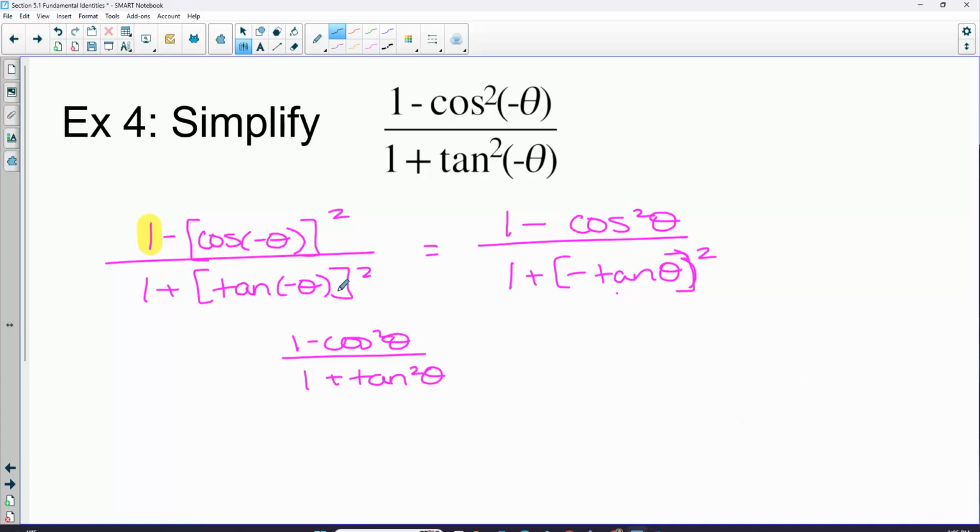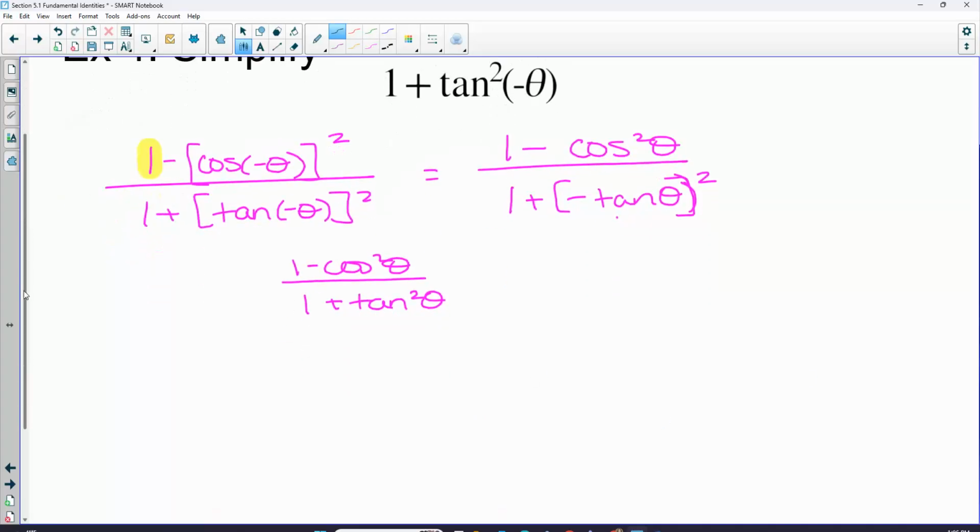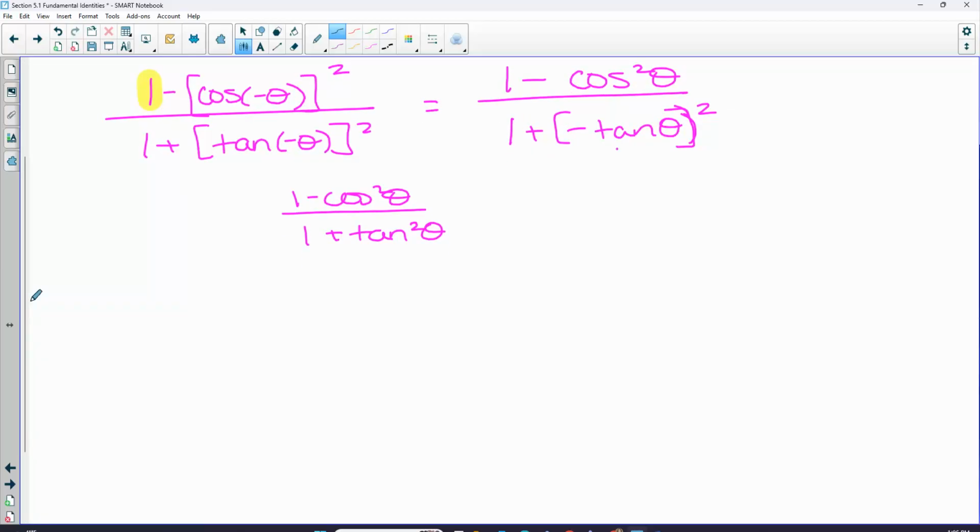All right, look at your identities. Is there anywhere we can go with this? What is 1 minus cosine squared going to be equal to? Sine squared. Okay, what is 1 plus tangent squared?